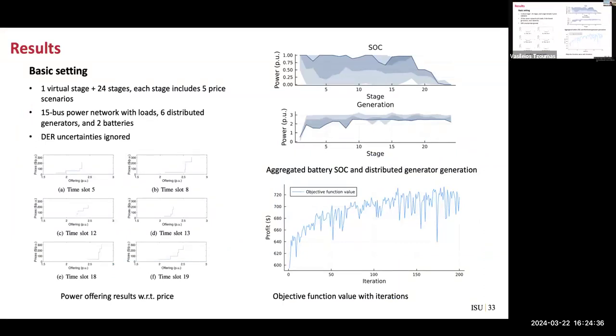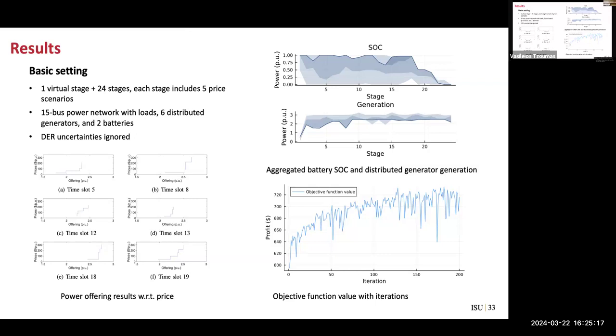And here are some simulation results. We apply this problem to a day-ahead market clearing problem. We consider a 15-bus power network with 14 loads, 6 distributed generators, and 2 batteries. And DR uncertainties are not considered in here. As you can see, here are the cost curves that we come up with. We have 5 prices for each time step. So there are 4 or 5 points for each time step. Those are the power offerings that we determine to be optimal for each time step.